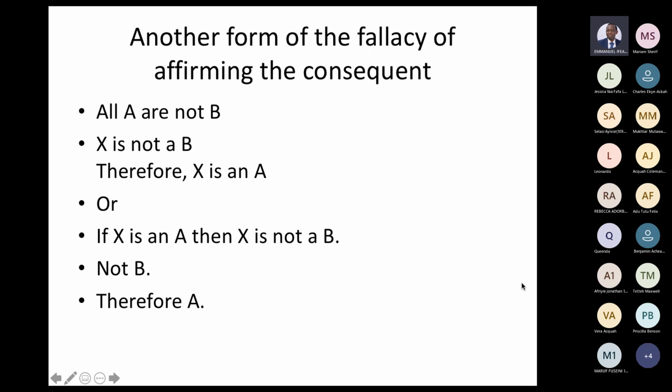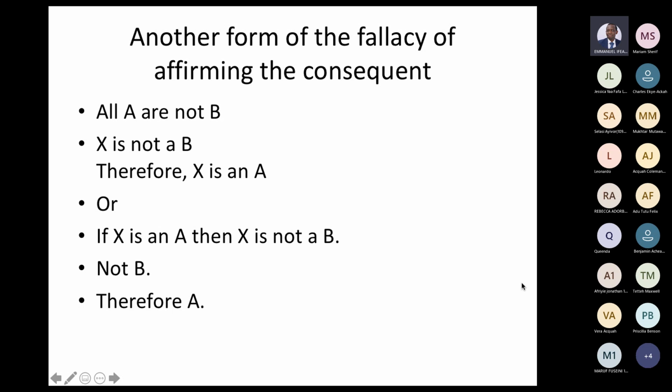Now let's look at another form of the fallacy of affirming the consequent. Now we've understood that affirming the consequent is invalid. There's another form of it. It looks like denying the consequent, but it's not denying the consequent, it's affirming the consequent. Now, all A are not B. X is not a B, therefore X is an A.